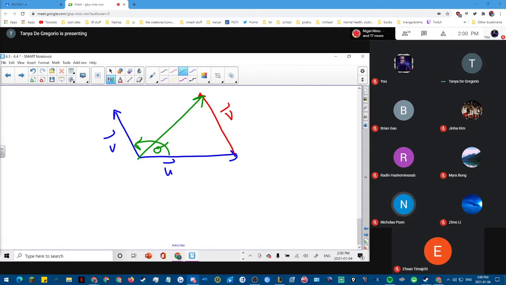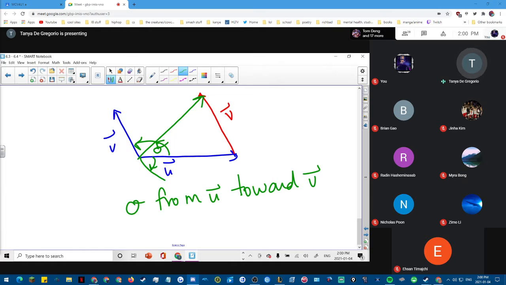Does that make sense or no? Miss, can you repeat that? Here you're from U, so still from U, but you're going towards V. Do you see that? Because look, the angle between U and the resultant is like this. Whereas before, it was like this. And so you're going away from V. Do you guys see the difference?